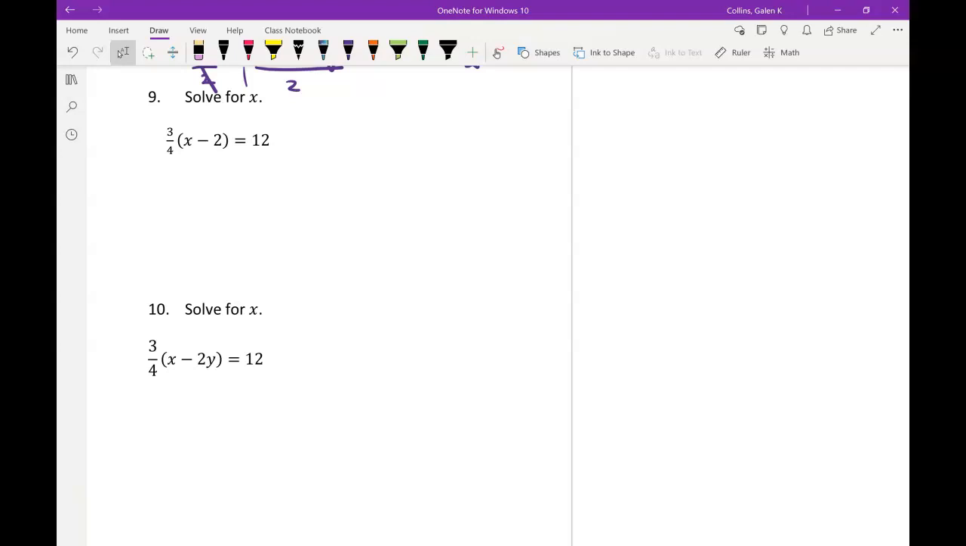To me, I think the easiest thing to do here personally is to get rid of the fraction. So if you think 3/4 times something is 12, the something is just that x minus 2. So I could think of this as two factors that have a product of 12. So I could divide both sides by 3/4. And remember that when you divide by a fraction, like dividing by 3/4, that's the same as multiplying by its reciprocal 4/3. And you could do that all in one step.